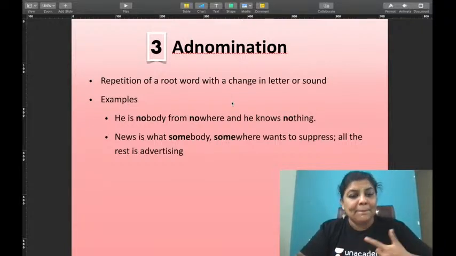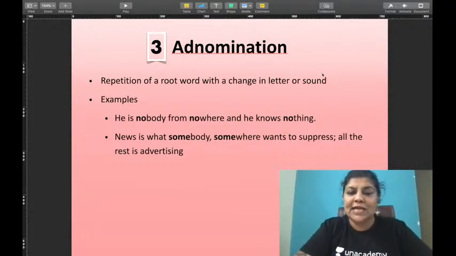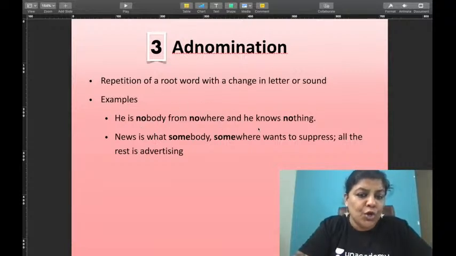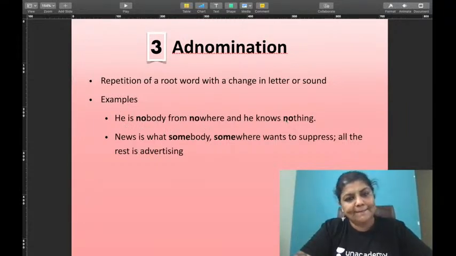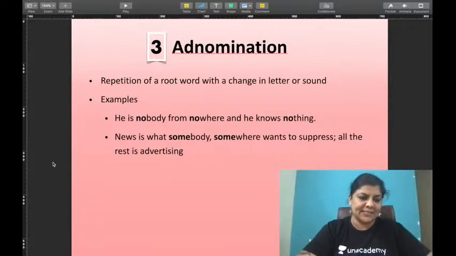Adnomination means repetition of a root word with a change in letter or sound. He is nobody from nowhere and he knows nothing. News is what somebody somewhere wants to suppress. Some is repeated. Adnomination is a kind of repetition.